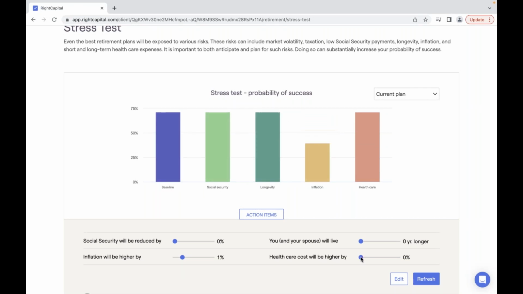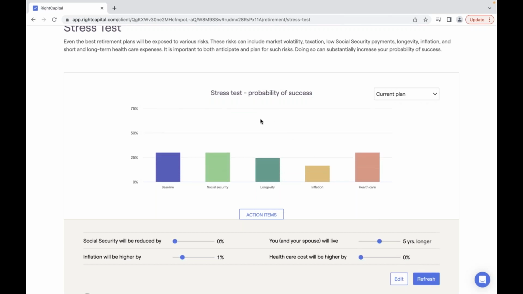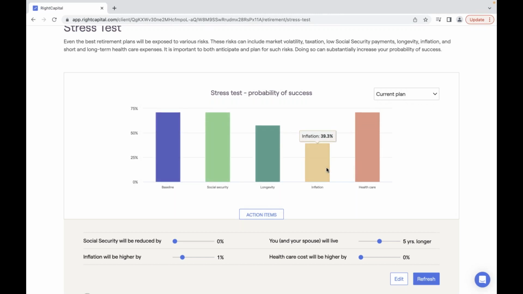Or what if healthcare costs are higher? Or what if Social Security is reduced, or there's more longevity, right? So we can see how these different scenarios are going to be impacting this client by using this stress test and uncovering areas of vulnerability. So here we start at 71% probability of success, but as we increase inflation, and maybe that question comes up of, well, what's the impact if inflation is higher? We can see that there's some significant issues here.